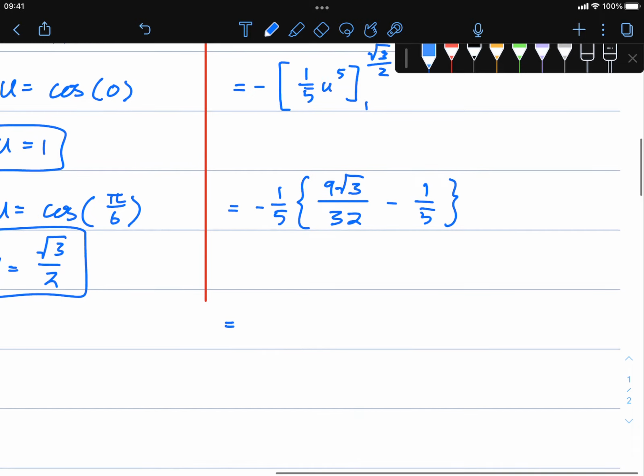On my calculator, it simplifies it for me. I get 1/5 minus 9 root 3 on 32.